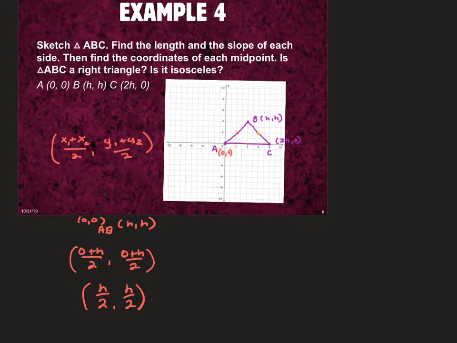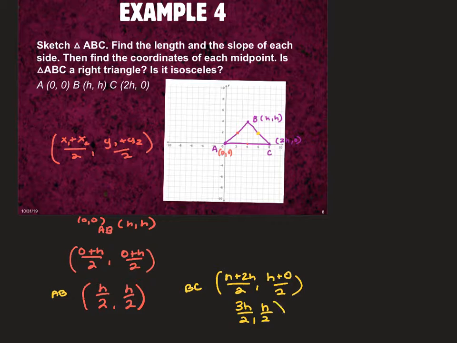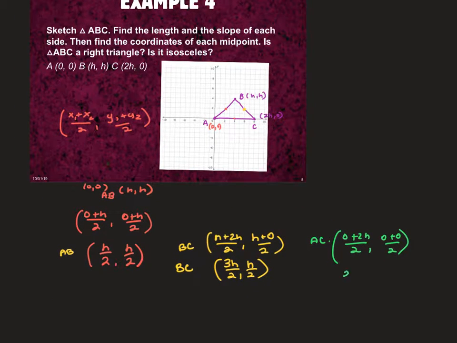Then I want to find the midpoint of BC. So this is the midpoint of AB. Midpoint of BC would be H plus 2H over 2 and H plus 0 over 2. 3H over 2 and H over 2. And then the midpoint of AC would be 0 plus 2H over 2 and 0 plus 0 over 2. So 2H over 2, 0 over 2, which is H, 0.